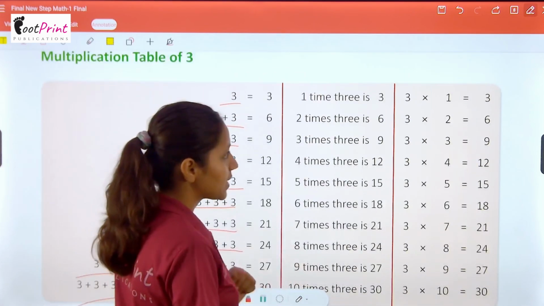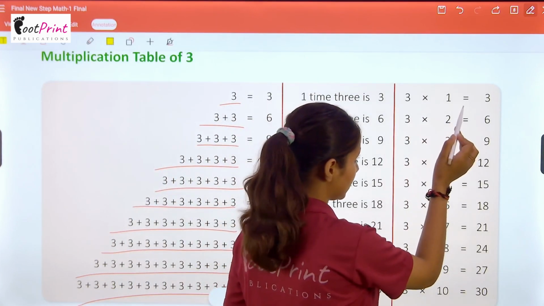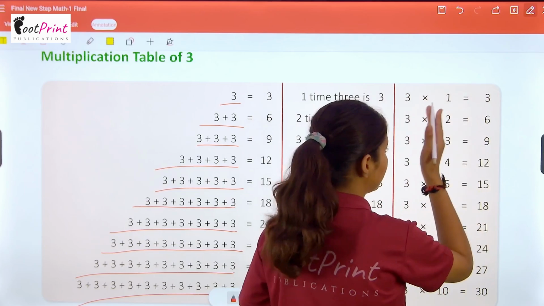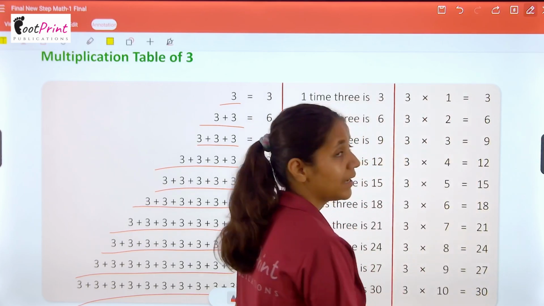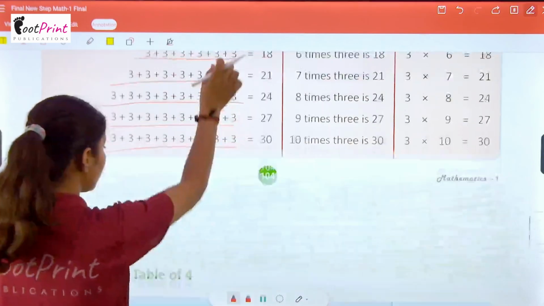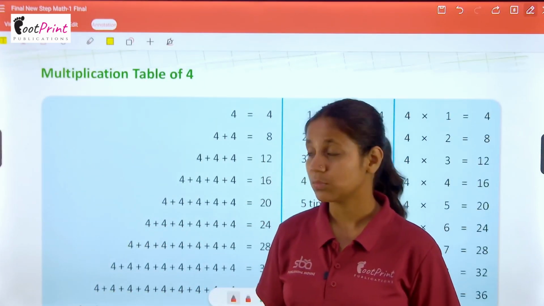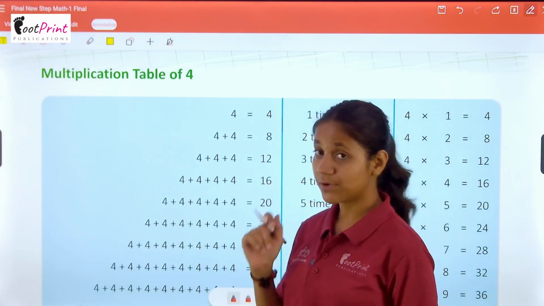You can also write it like 3 into 1, that is 3 multiply 1 equals 3. 3 multiply 2 equals 6, and so on. Now we have the multiplication table of 4.